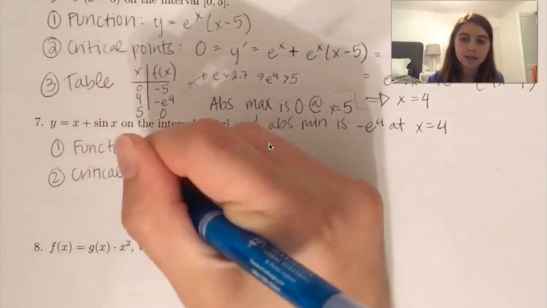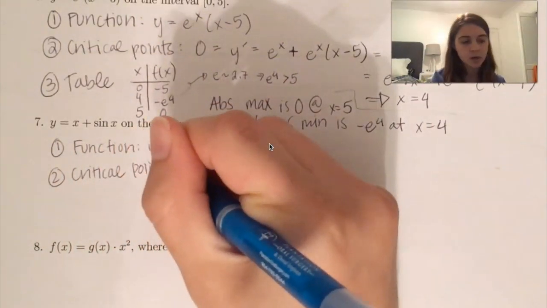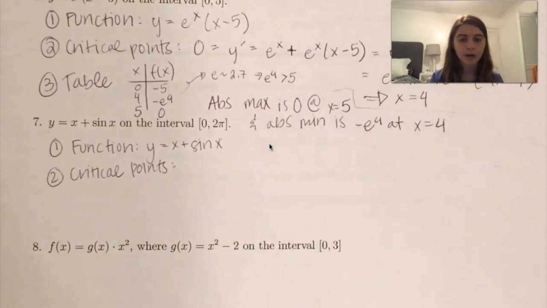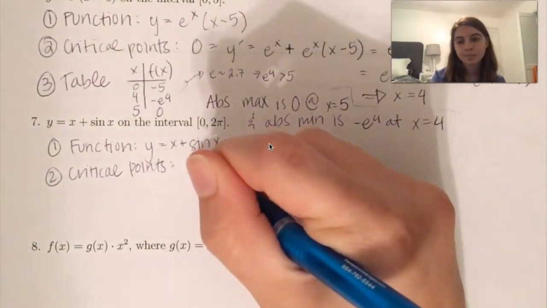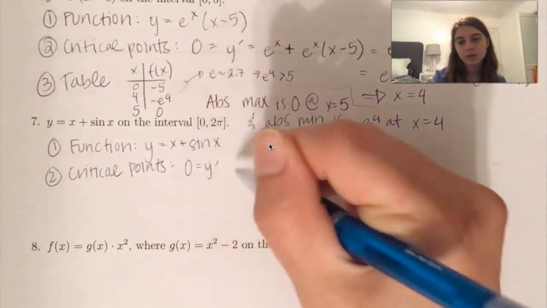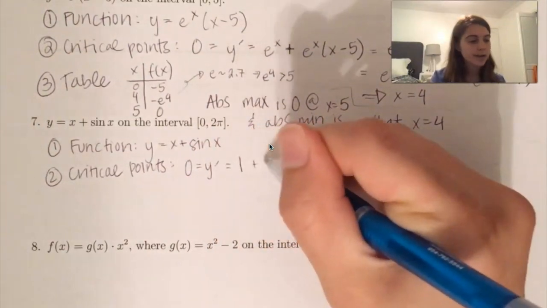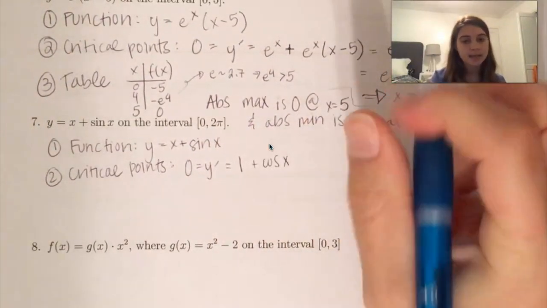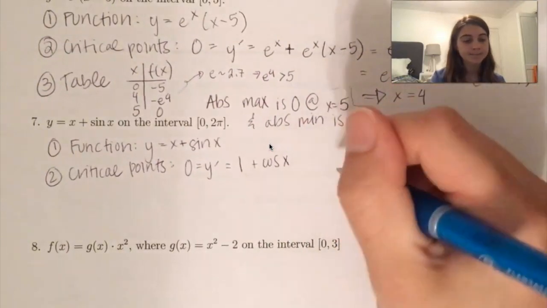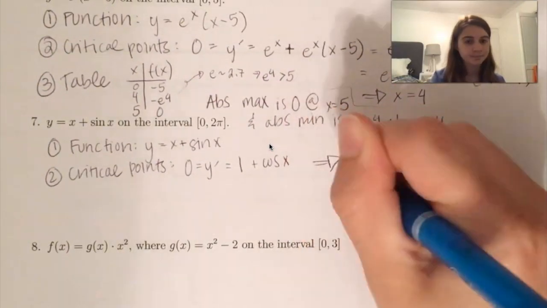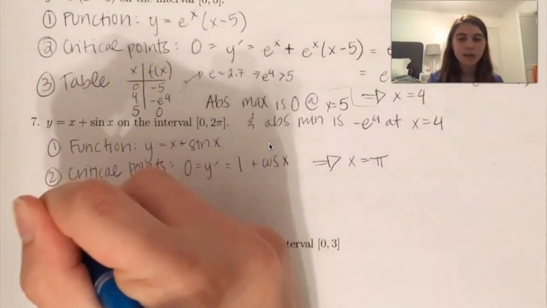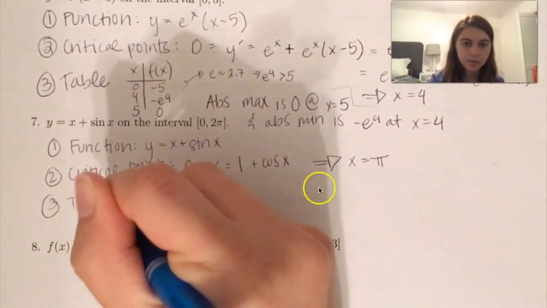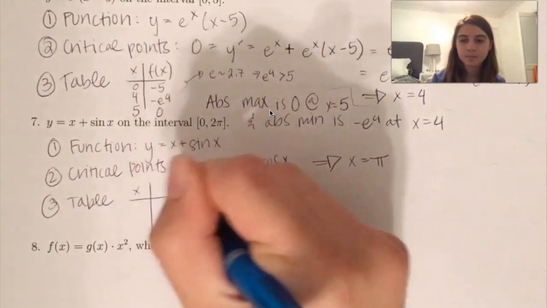Critical points, take that derivative. So 0 equals y prime equals 1 plus cosine x. So we've got our derivative, set it equal to 0. We know x needs to be pi. And so we've got our endpoints 0 and 2 pi, and we've added in pi.